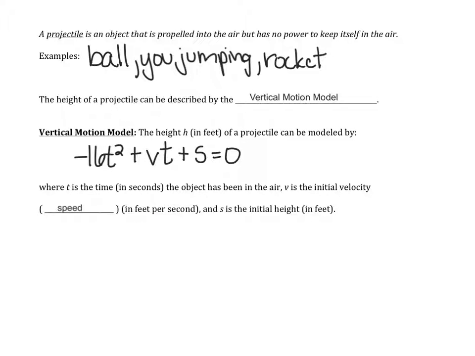And s is the initial height. So I don't know why they use s for the initial height, but this variable right here represents how high off the ground it initially is. So if you're jumping off a building onto the ground and the building is 20 feet in the air, s would be 20. So again, keep in mind that we're going to use this equation anytime we're talking about a projectile. And we're always going to work in feet and seconds. If you're working in a different unit of measurement, this equation would change. So this is only used if we're talking about feet and seconds.